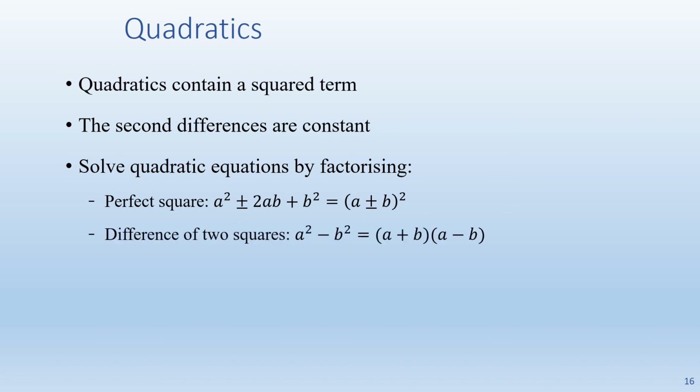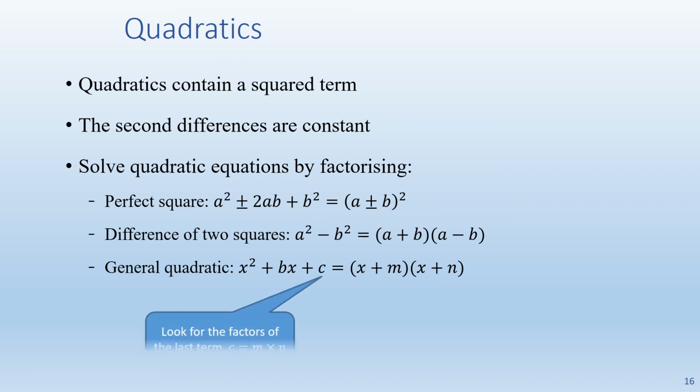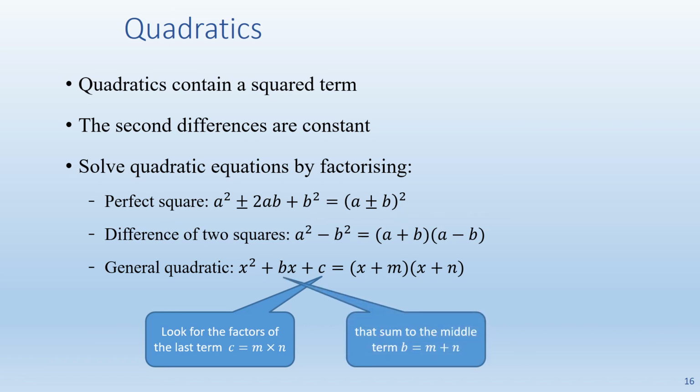There's the difference of two squares where we have one term squared minus the second term squared, and the factors are a plus b, a minus b. And we can factorise our general quadratic as well. So when we have one like that, we are looking for the factors of that c, like for example m times n, that add up to that middle term. So the b has to be m plus n, and then we've found our factors.